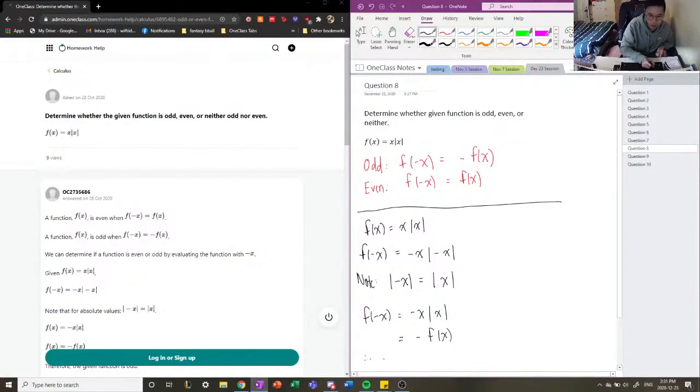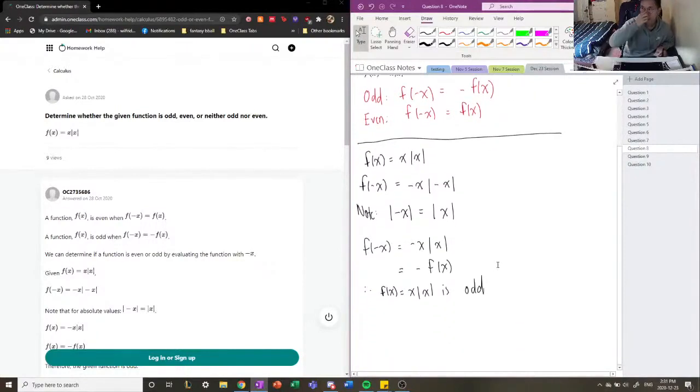So therefore, f of x equals x times the absolute value of x is odd, because we can see here that f of negative x is just equal to negative f of x. Okay.